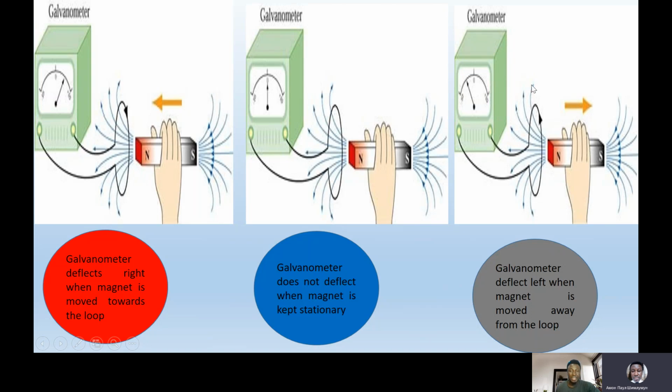You can see 3 panels. In the first panel, this is a galvanometer, this is a coil of wire, and when a magnet is brought close to the wire loop, there is a rightward deflection, which shows that current flows in the positive direction. Here the magnet is held stationary and there is no deflection. In the third panel, the magnet is moved away from the wire loop and you see a deflection but in the opposite direction.